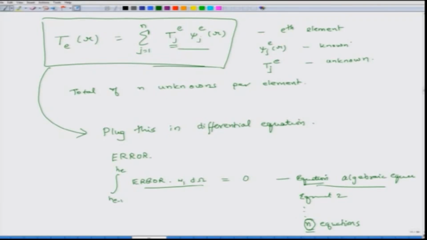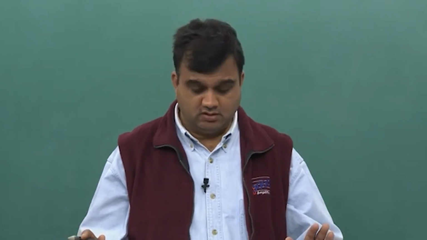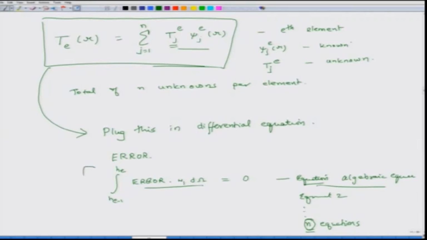So at this stage we have at least the same number of unknowns and same number of equations, okay, and then maybe we will be able to solve that. But right now we are at what level? Element level. So we develop n equations at element level, okay? And at this stage we do not solve it. Why?